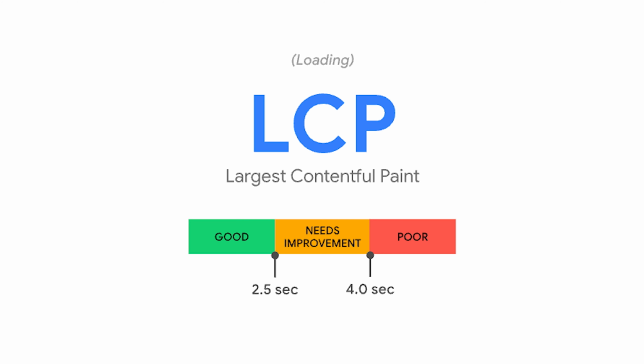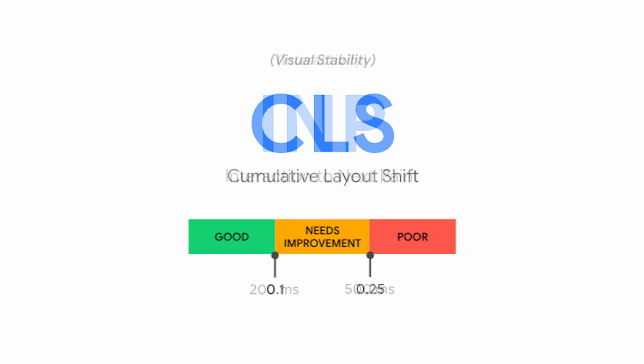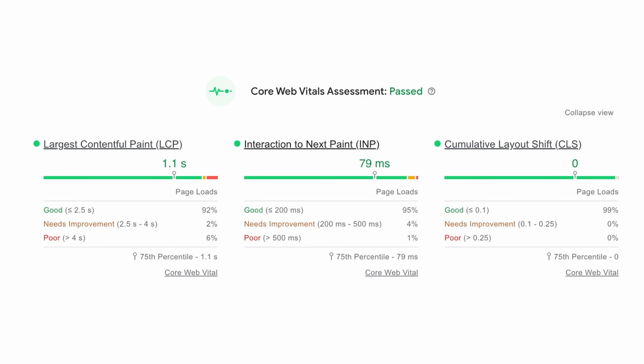Largest contentful paint, or LCP. This measures how long it takes for the main content of your page to load. Interaction to next paint, or INP. This looks at how quickly your site responds to user interactions. Cumulative layout shift, or CLS. This measures how much your page elements move around as your page loads. Here's the crucial part. If any one of these metrics fails, your entire Core Web Vitals assessment fails. It's an all or nothing deal, so we need to make sure all three are in the green.